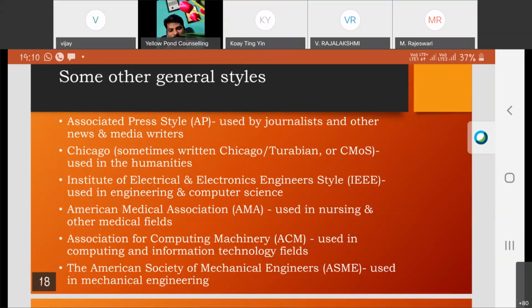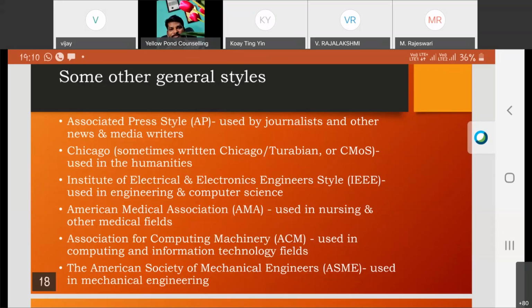Then in Chicago, we have already discussed it. Then the next one is IEEE. IEEE means the Institute of Electrical and Electronics Engineers style, which is used by people with an engineering and computer science background. And the next one, AMA.